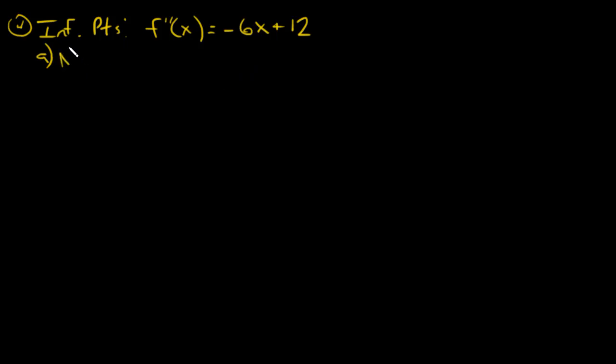So step 4, now I need to worry about my inflection points. So what do I do for them? Well, I need my f double prime of x for this, and that's going to be, when I take the derivative, negative 6x plus 12. And there you have it. So, part A, are there any discontinuities? No, there are no discontinuities.